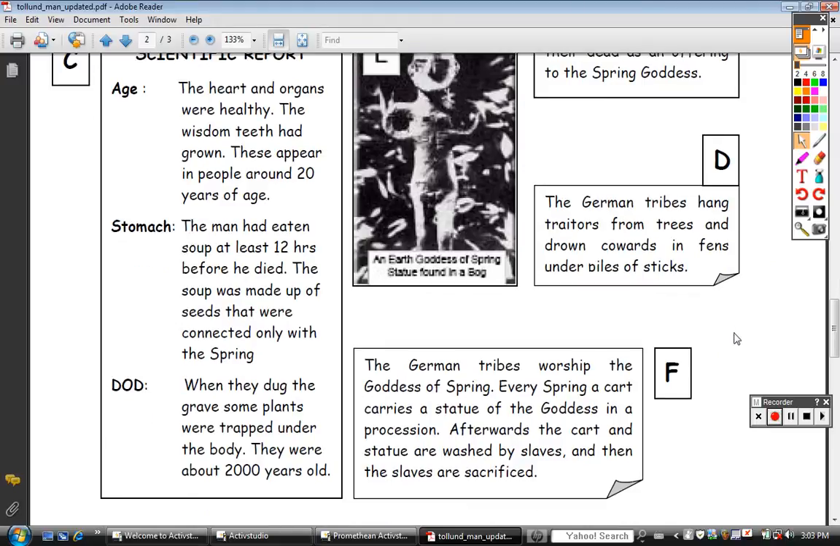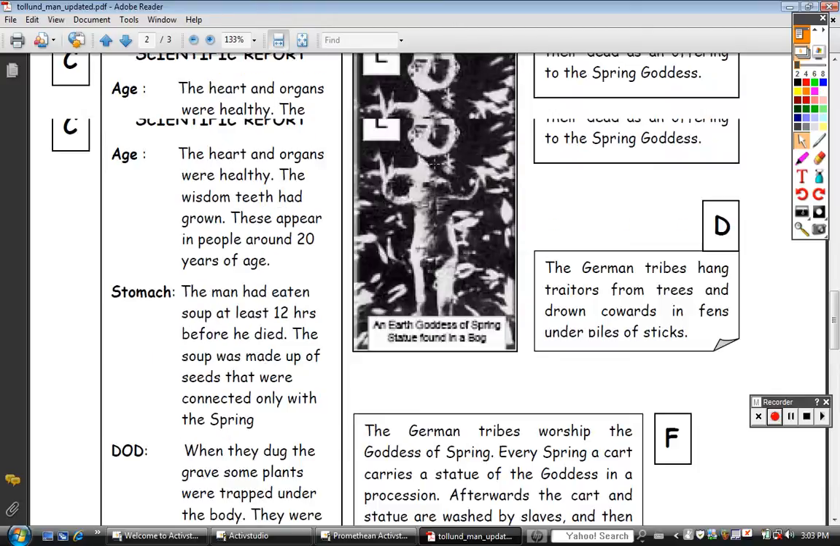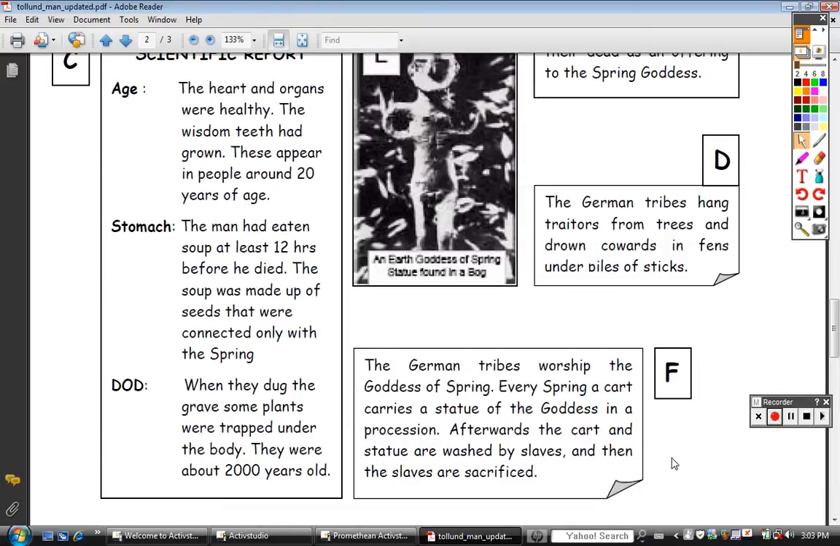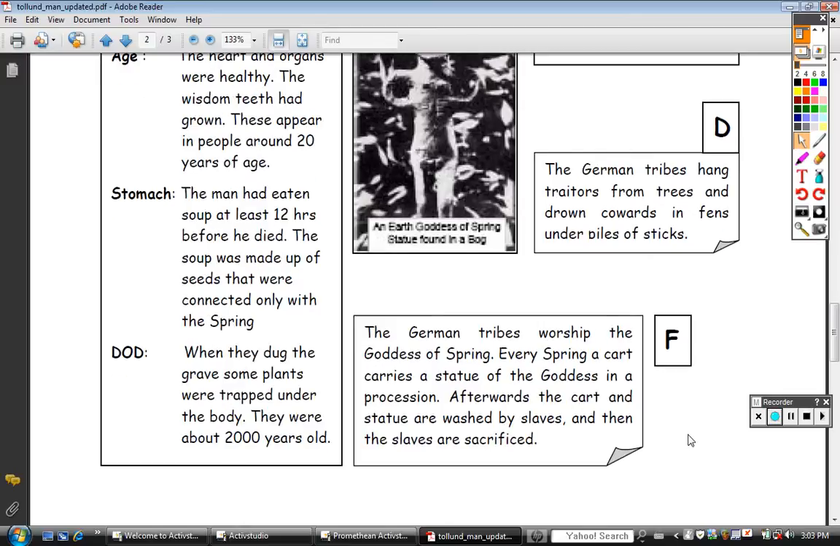They also realized that the German tribes worshipped the goddess of spring, and every spring there was a sort of procession or parade. They carried this particular statue, if you note here, in part E. Afterwards, the cart and statue were washed by slaves, and then the slaves were sacrificed.